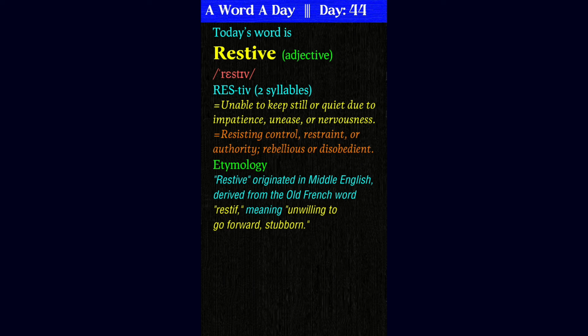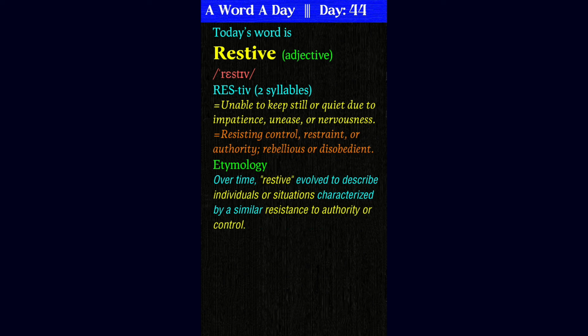Etymology. Restive originated in Middle English, derived from the Old French word restive, meaning unwilling to go forward, stubborn. The term initially referred to horses that were difficult to control or manage, often resisting the efforts of their riders to make them move. Over time, restive evolved to describe individuals or situations characterized by a similar resistance to authority or control. In contemporary usage, restive typically describes a state of agitation, nervousness, or resistance to constraint. It can refer to individuals who are impatient or uneasy, as well as situations marked by tension or instability.